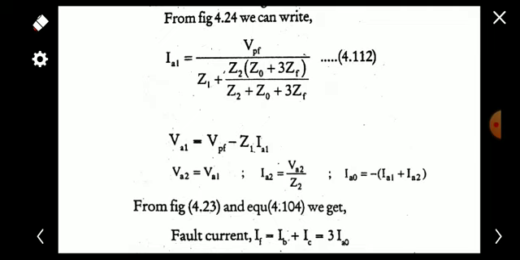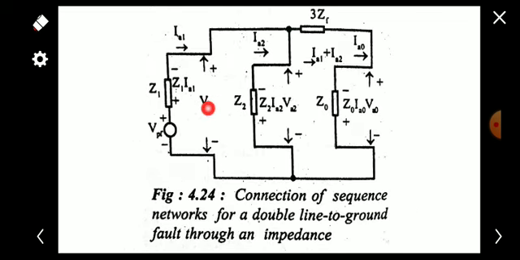So this is the equation, and also we will get VA1 as, what is the equation for VA1? VA1 is VPF minus Z1 into IA1. And what is the value of VA2? VA2 and VA1 are equal, so the same equation applies. And also the value of IA2: IA2 will be VA2 by Z2.